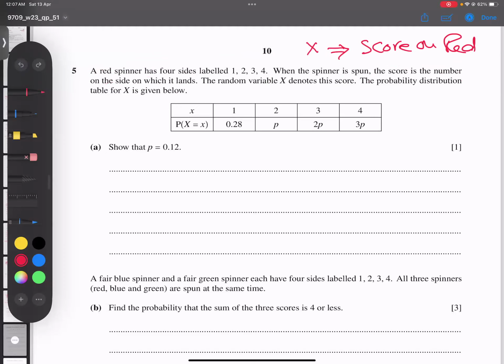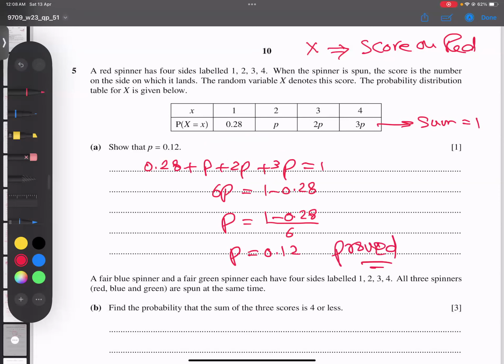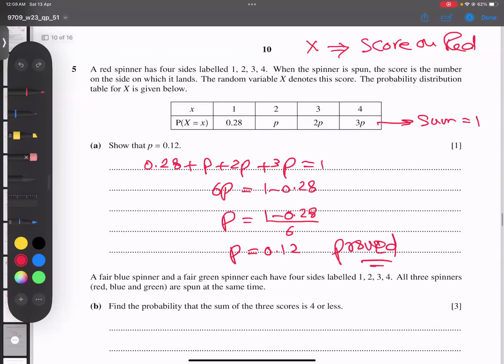And the probability distribution table is given, and you know the sum of all the probabilities is 1. So 0.28 plus P plus 2P plus 3P is equal to 1, because the sum of all probabilities is 1. So 3 plus 2, 5 plus 1, 6P. I got 6P. So 1 minus 0.28 divided by 6 is coming 0.12. Proved. So the first part is proved. Alhamdulillah Rabbil Alameen. Let's go for the next part.